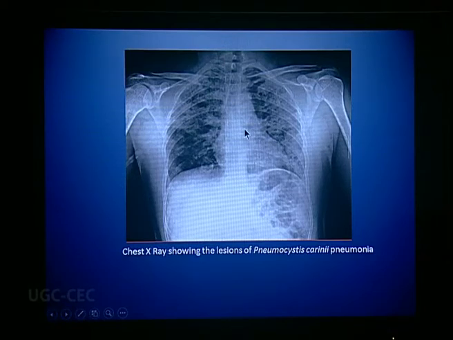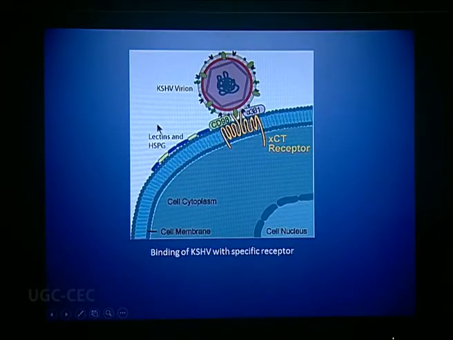Another such observation was there, that the symptoms of people suffering from PCP was similar to that of tuberculosis, as you can see in this particular X-ray plate. But there was a second major observation, and that was the introduction of skin cancer by a particular virus, which is the Kaposi sarcoma virus.